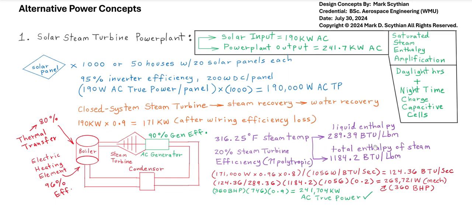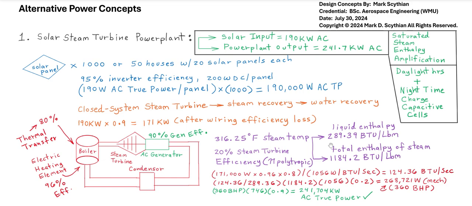Then, because it takes 289.39 BTUs of heat to vaporize 1 pound of water from any temperature above freezing to the 316.25, or any temperature below boiling point 212, but above freezing point, to 316.25 degrees Fahrenheit, will require 289.39 BTUs per pound of liquid enthalpy. That's based on the steam tables.